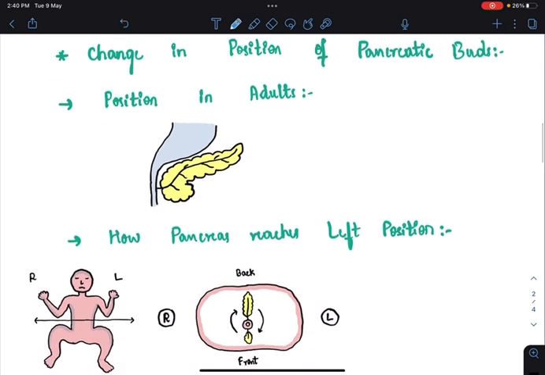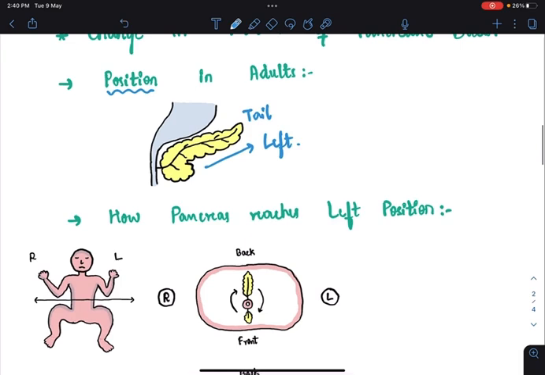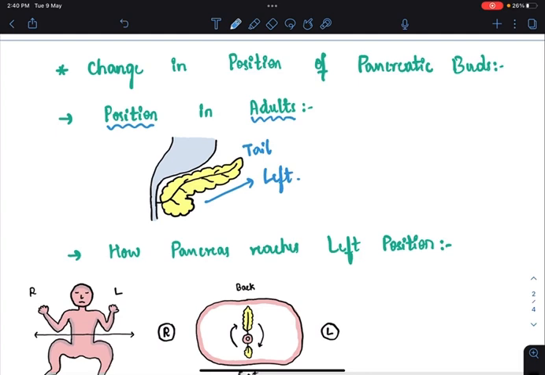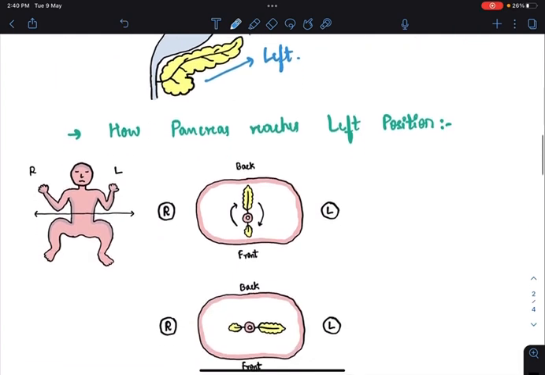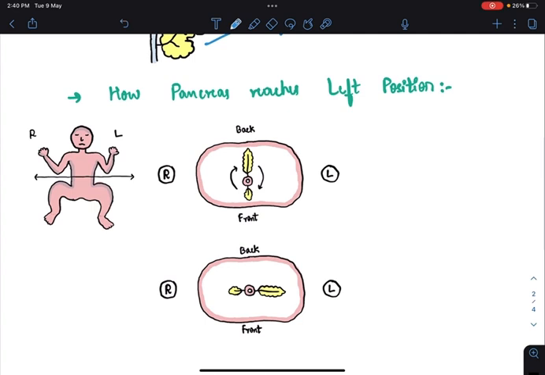See, this is the position of the pancreas in adults. What is this position? The tail is projected towards the left side. We can say the pancreas is present on the left side. This is the position in adults, okay? To reach this adult position, what changes take place in development? How does the pancreas reach the left position?